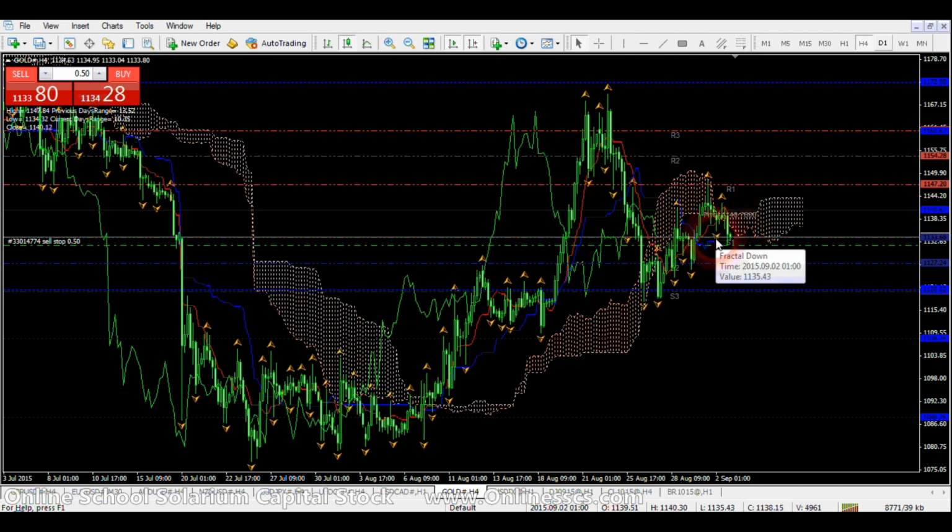Look, my price is under the cloud, and my Kijun-sen and Tenkan-sen are forming a cross. The top wall of the cloud is flat, and the color of the cloud has changed, and Chikou span is trying to get under the cloud. According to Ichimoku, I got this bearish signal, and according to the candles, I have a bearish signal as well.